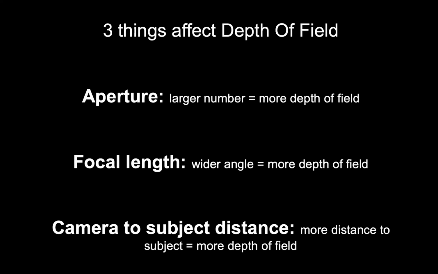And then that is our third item, your camera to subject distance. So when you're really close to things, you end up with compression. And so your depth of field gets smaller, it gets compressed as well.